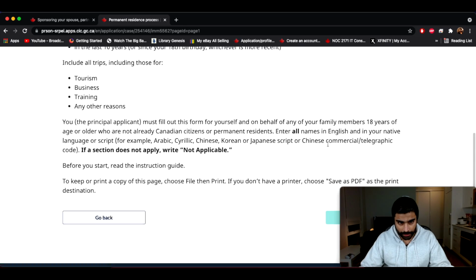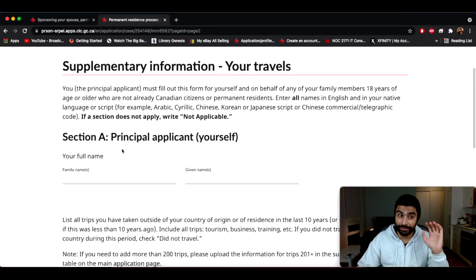So let's move on. Let's start filling this out. Okay, so the first section is principal applicant, which means yourself, and the first part is your full name. And the instructions are clearly outlined. Enter all names in English and in your native language or script.